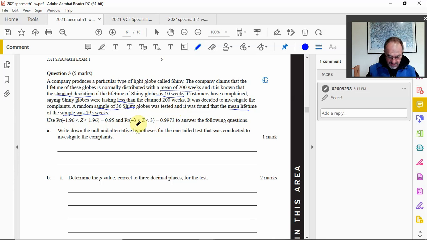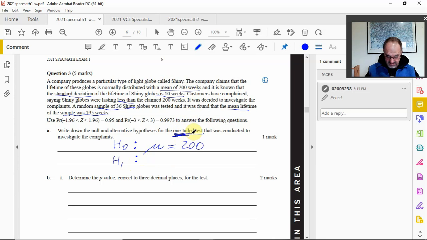So write down the null and alternate hypotheses for the one-tailed test. All right. So the null hypothesis is that the mean is what it is claimed to be at 200 weeks. The alternative hypothesis is that the mean is not. However, it's a little bit more complicated than that.